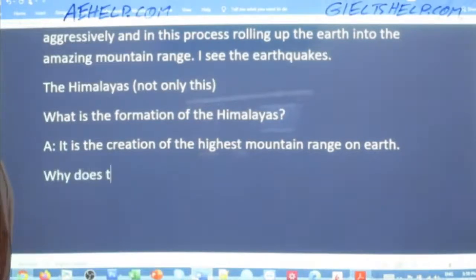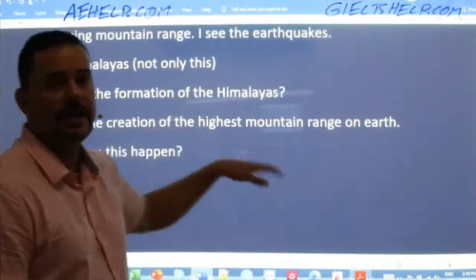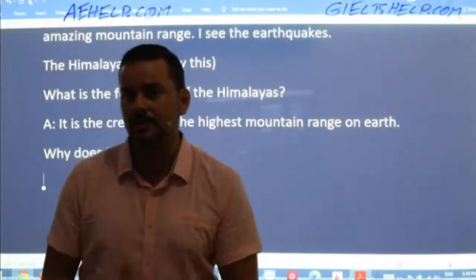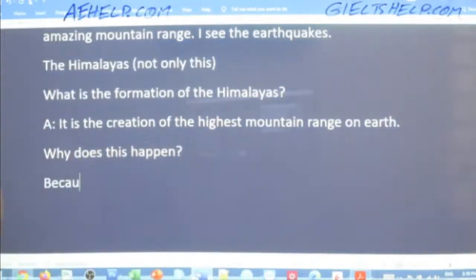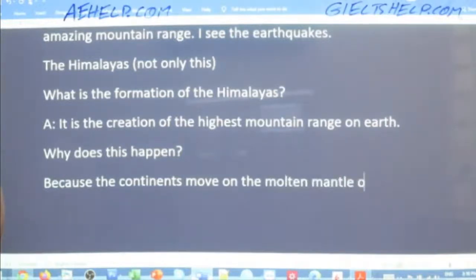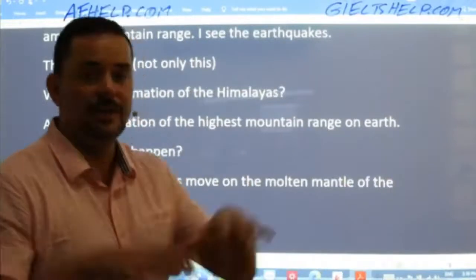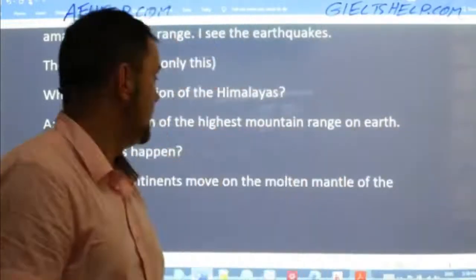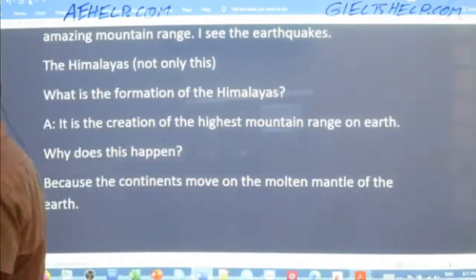So why does this happen? So why do these mountains get formed, okay? And of course, maybe some of the English here is missing in your vocabulary, but that's okay because you can think about this in any language as you're preparing. The more that you are in English, the better, but just thinking about it is a great idea, okay? So because the continents move on the molten mantle of the earth, right? So there's some liquid rock underneath the surface of the earth, and there's constant shifting of these continents, and they're pushing against each other and pulling apart. And as this happens, we get earthquakes and movement of the earth and these giant mountain ranges, okay? So how does it happen?